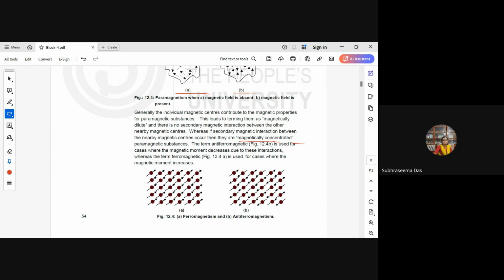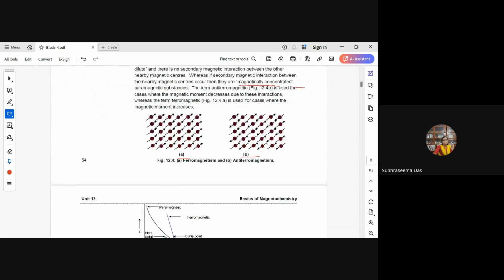With this, two terms arise: ferromagnetic and antiferromagnetic. Now in figure 12.4b, which is used for antiferromagnetic substances, the magnetic moment decreases due to the secondary interactions. But in figure 12.4a, we see a ferromagnetic substance where the secondary interactions within the magnet increase the magnetic moment. So this is another classification of magnetic bodies.